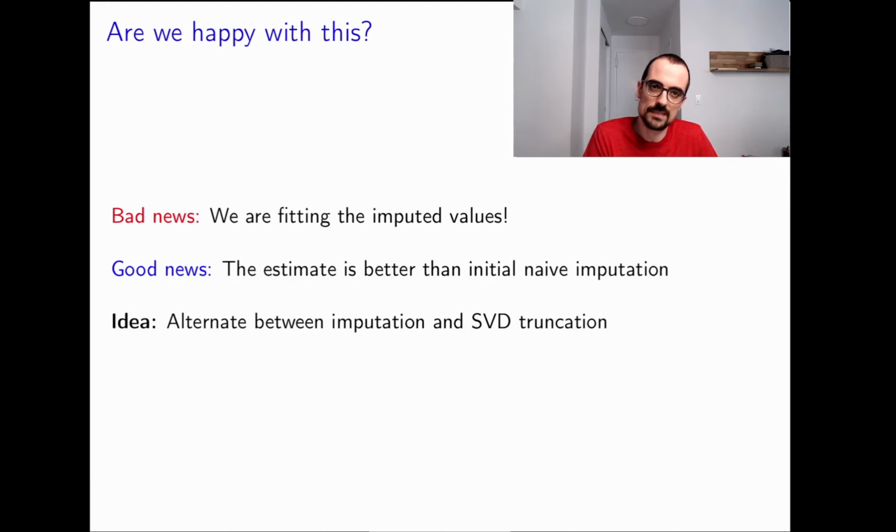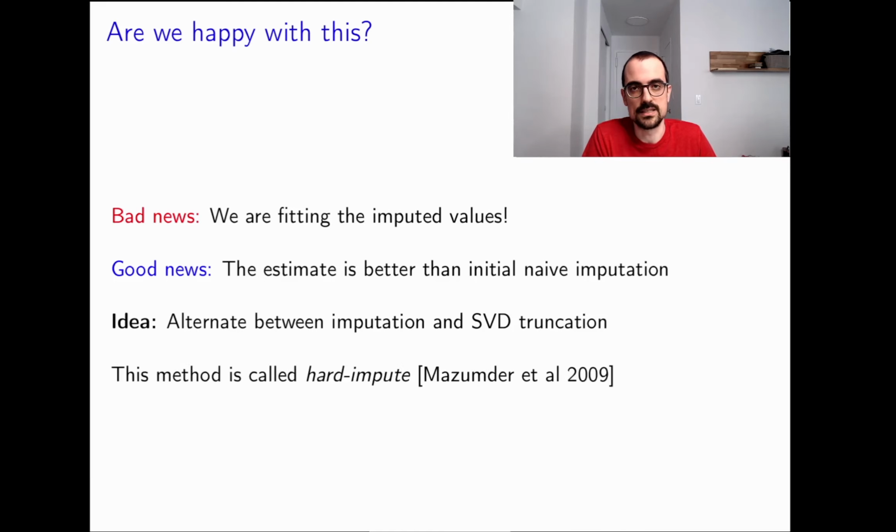We're going to alternate between imputing and truncating the SVD to try to improve the estimate of the missing entries. There are other ways of fitting low rank models to matrices with missing entries. This particular example is by Mazumder et al. from 2009. They call it hard impute.